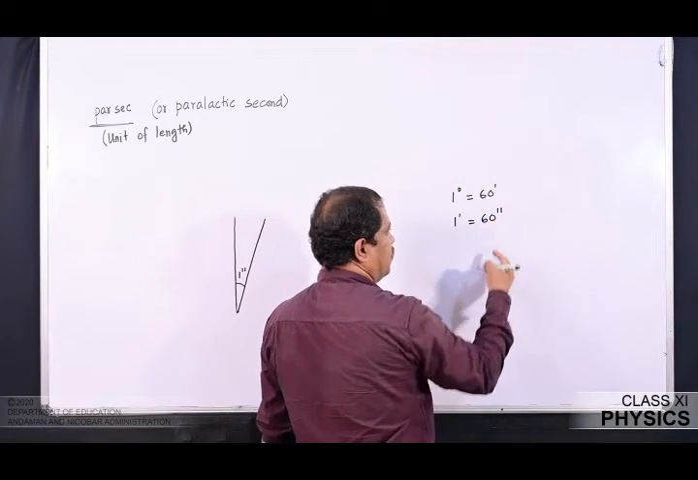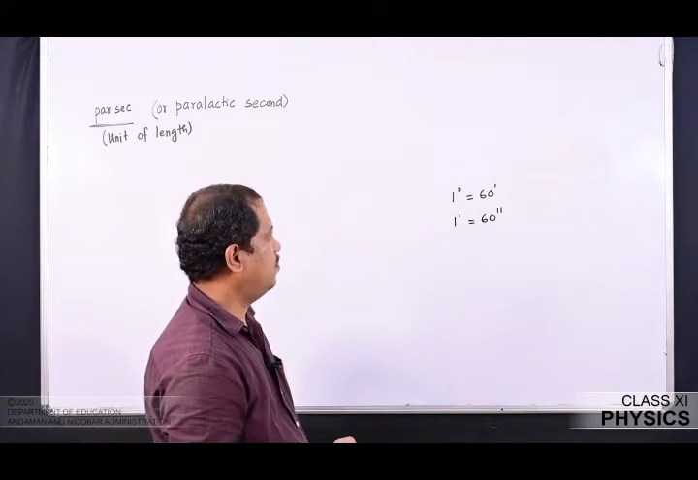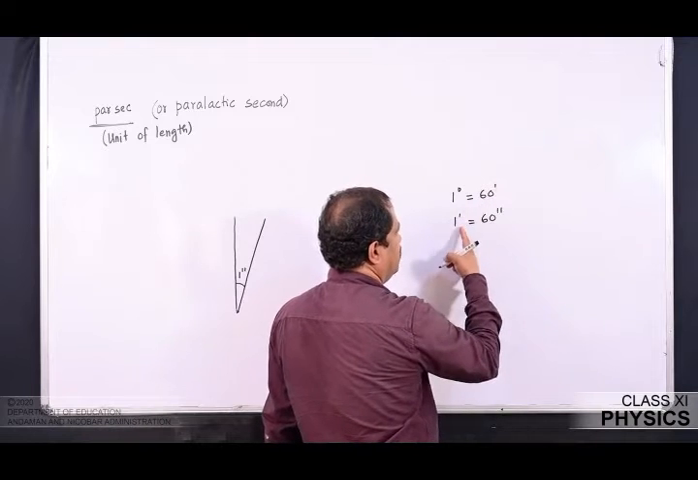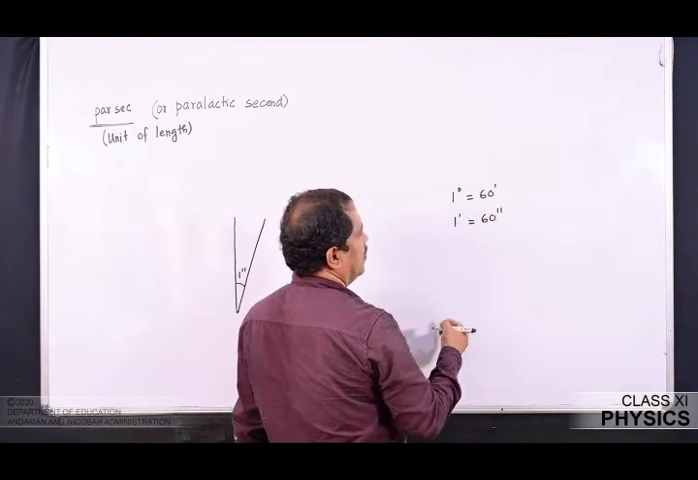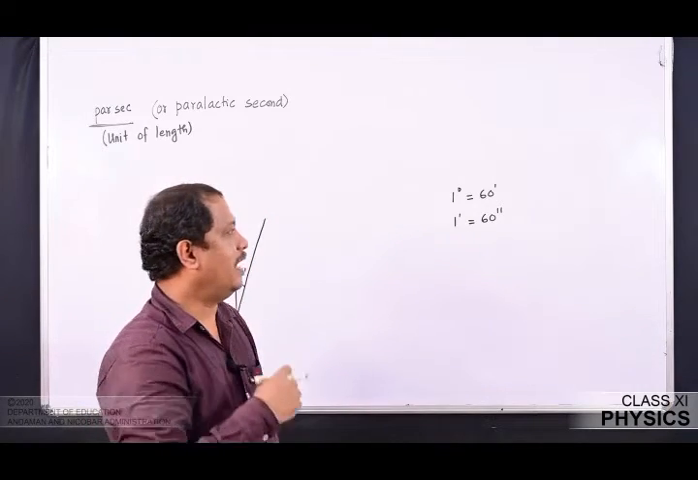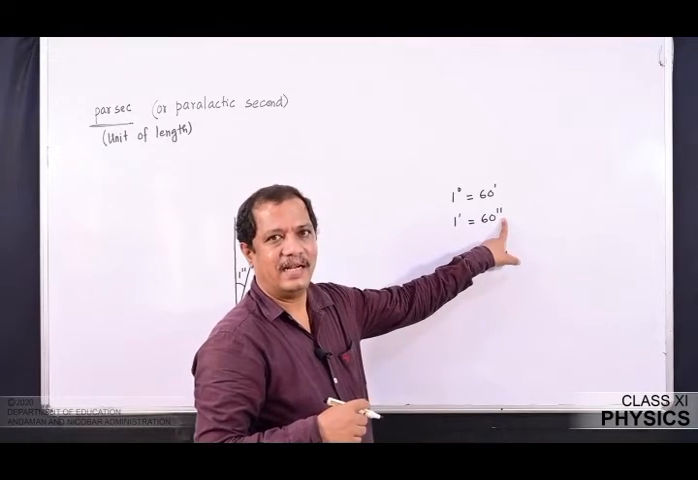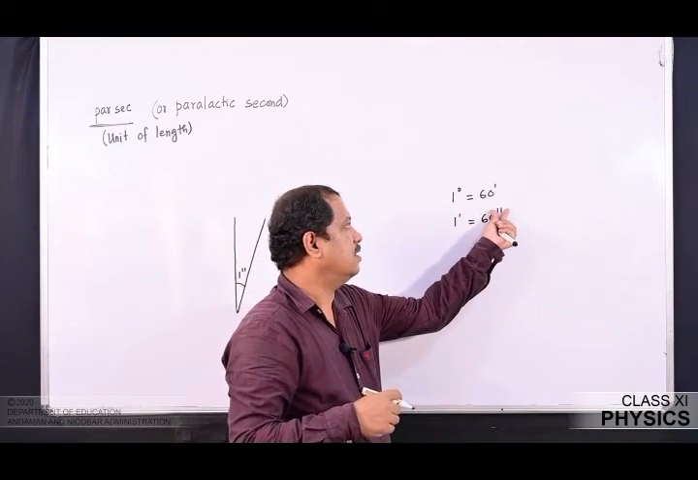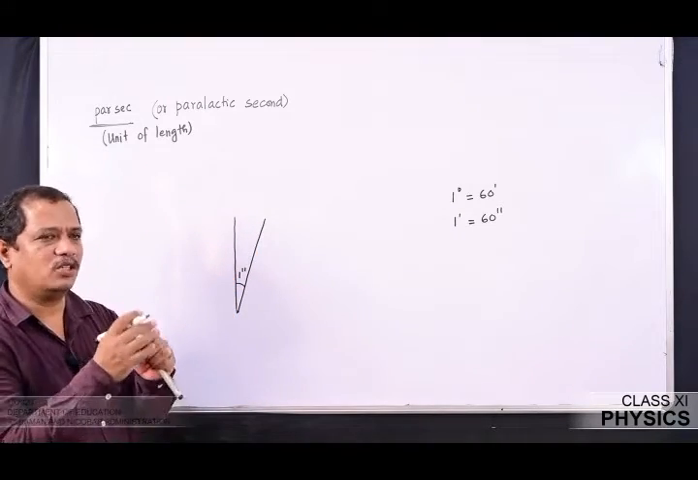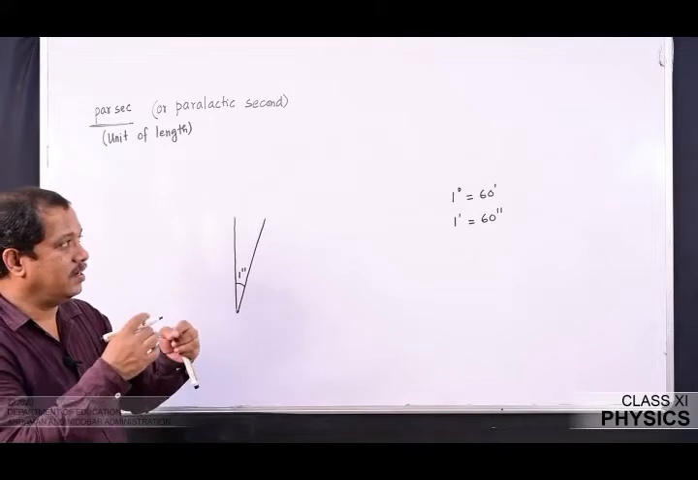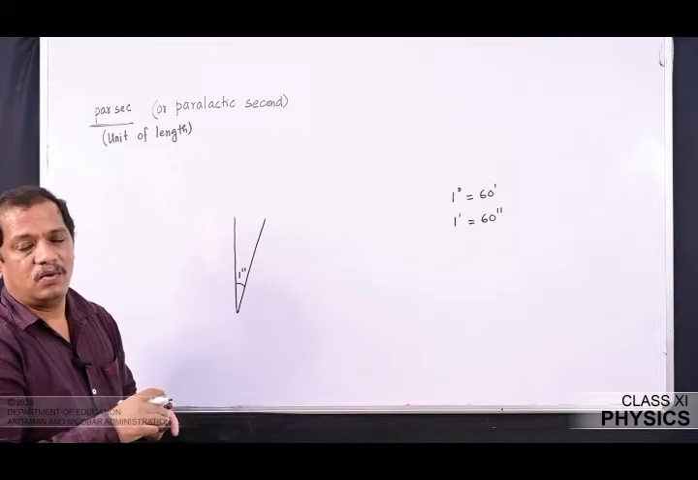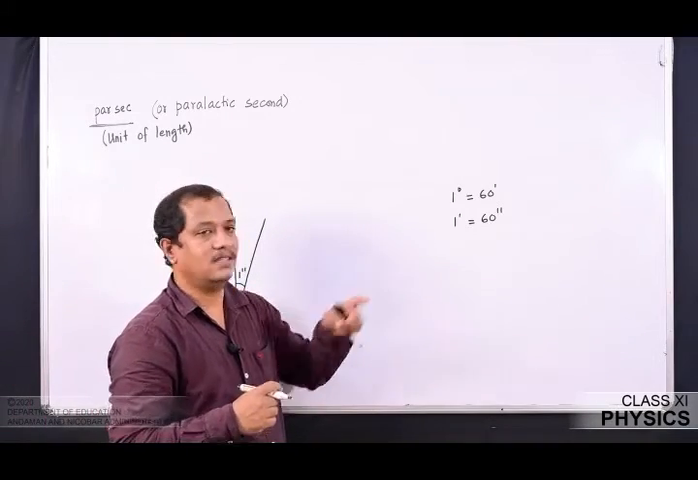For second we put 2 dashes at the top. So that means 1 degree is equal to 60 minutes, 1 minute is equal to 60 seconds. So the smallest unit of the plane angle is 1 second, and second is written as a double dash at the top, and that is what I wrote here. It is 1 second. So 1 second is very small, or say 1 degree is divided into 3600 equal parts, and the 3600th part is 1 second.